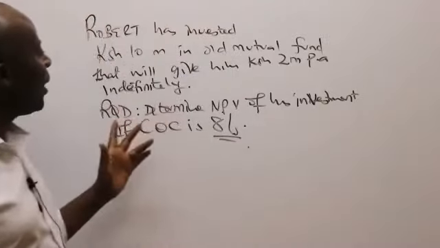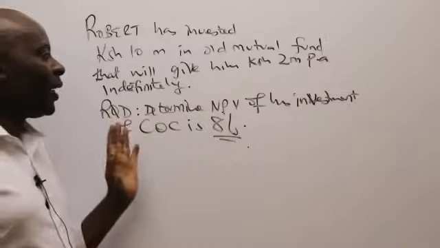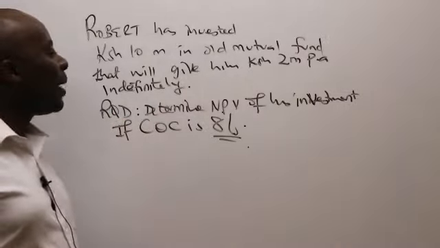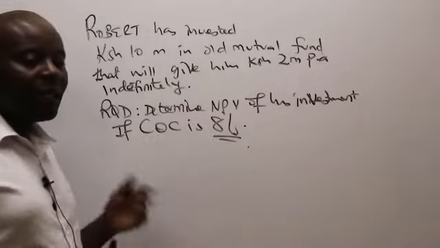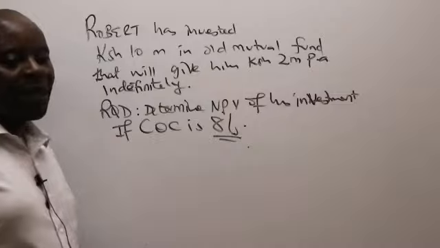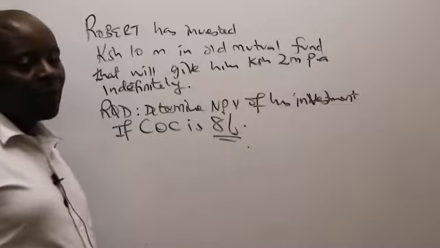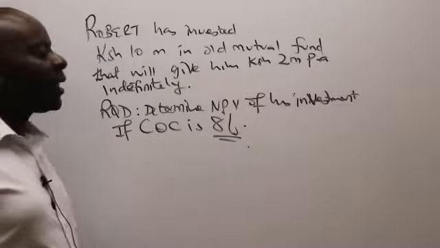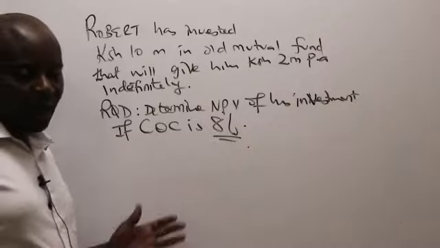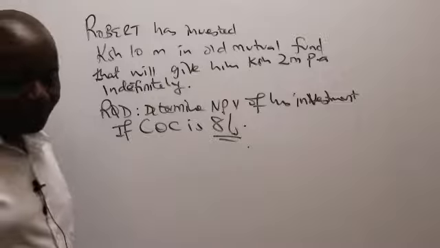Robert decided to take this money to the Old Mutual fund, and he was told that every year he will be paid 2 million per annum indefinitely. There is no end in sight. So determine the NPV of his investment if the cost of capital is 8%. Could you kindly help me do this?